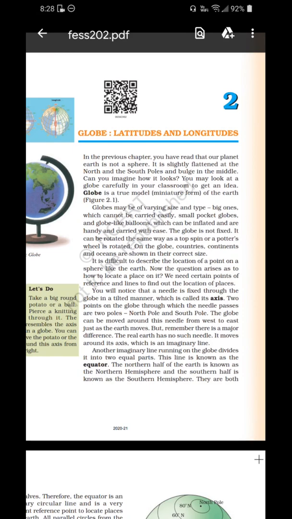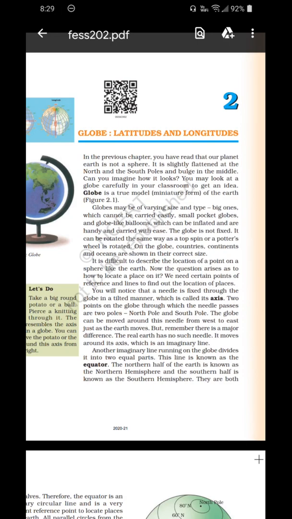In the previous chapter, you have read that our planet Earth is not a sphere. It is slightly flattened at the north and the south poles and bulging in the middle. Can you imagine how it looks? You may look at a globe carefully in your classroom to get an idea. Globe is a true miniature model of the Earth.